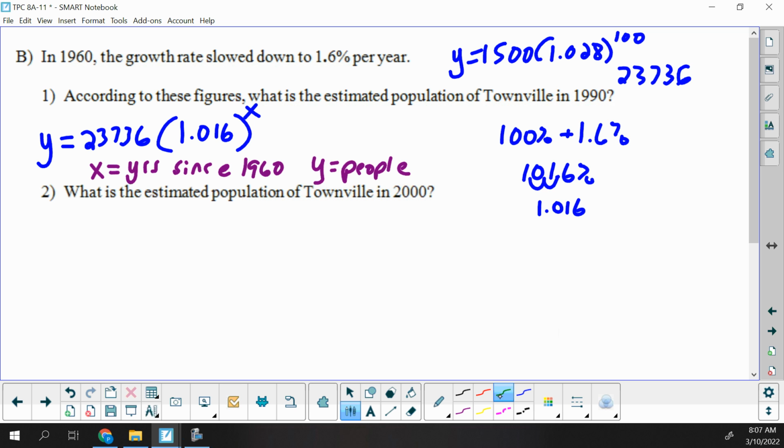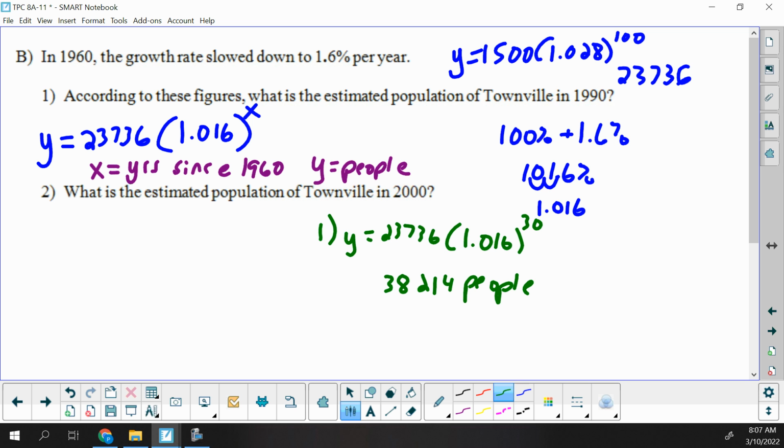All right, so I'm short on room, so I'm going to write my answer to 1 down here. So we would have y equals 23736 times 1.016. 1990 is 30 years after 1960. And to the nearest whole, we should get 38,214 people. Now for number 2, 2000 would just be subbing in 40, because that's 40 years after 1960. And to the nearest whole, we'd get 44,787 people.